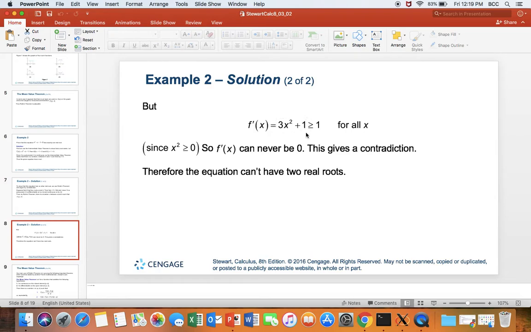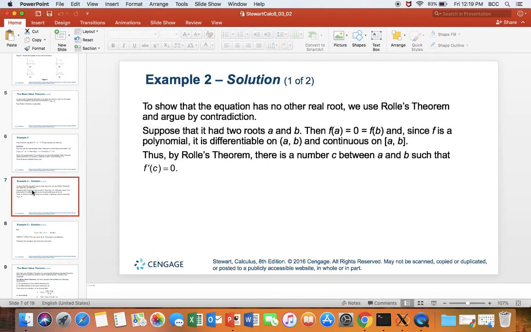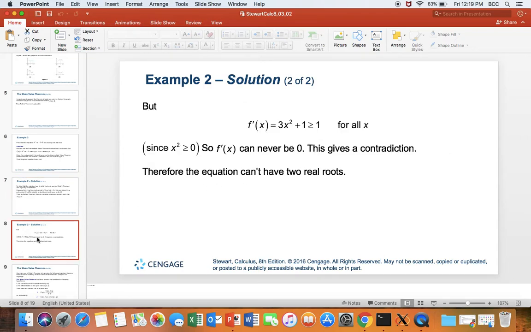So f prime will always be greater than or equal to 1. That is, f prime can never be 0. If you're always above 1, you can never be 0. So this gives a contradiction. Contradiction means what? We first assumed there were two roots, a and b. This approach of proving something is called proof by contradiction. We assumed something would happen and we encountered a problem because we wanted to find some c where f prime would be 0.